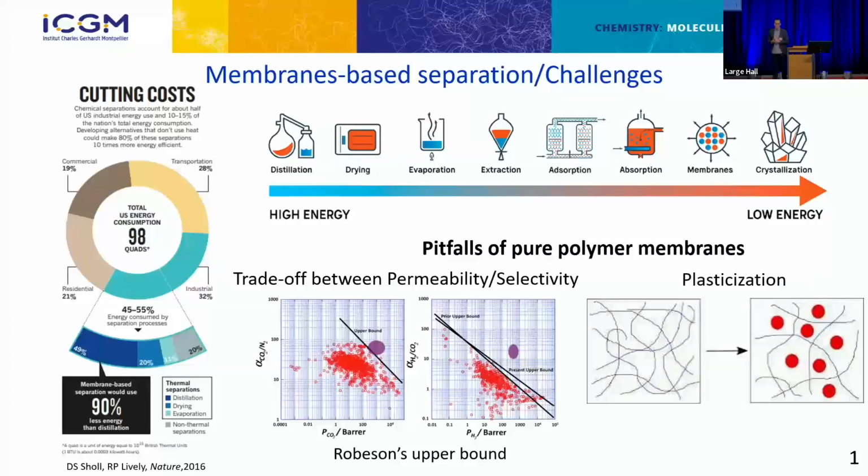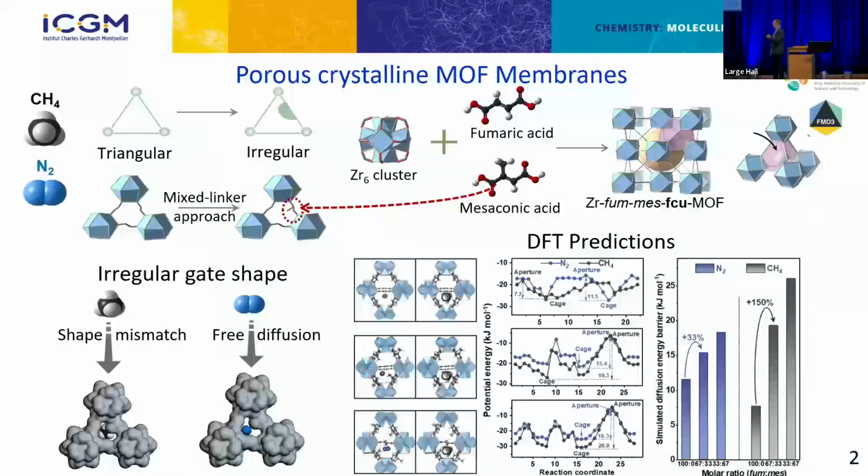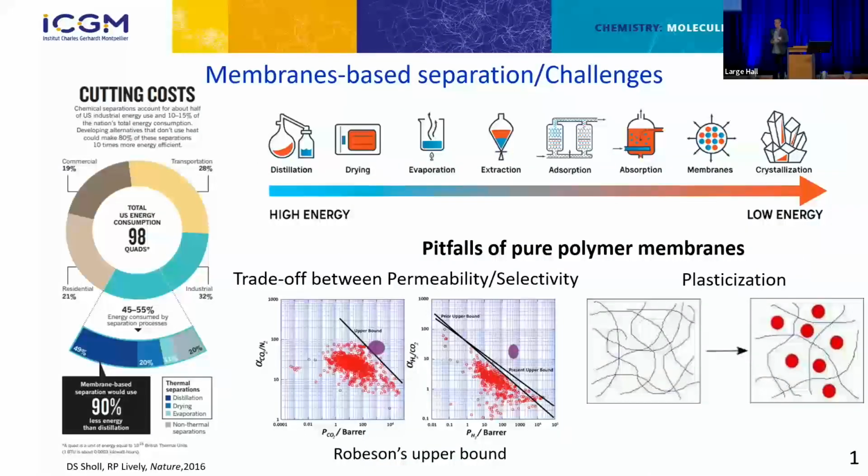And the second point is that most of the polymers show what we call plasticization. It is associated with the swelling of the polymer when you use high-pressure gas, under high-pressure working conditions. You see this swelling behavior, and there is a dramatic drop of the permeability at high pressure. It means that you need to find an alternative to polymeric membranes.